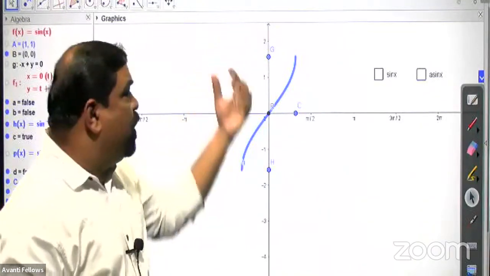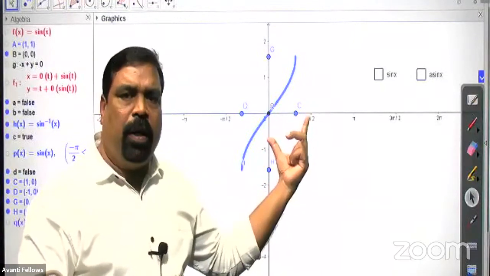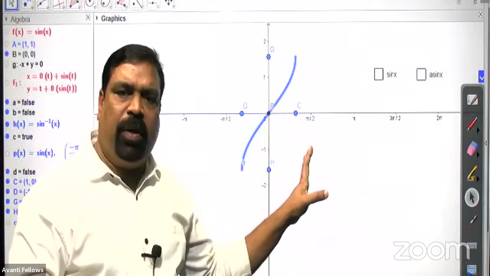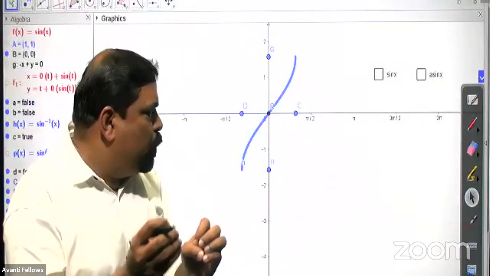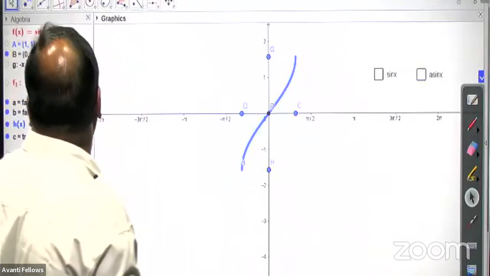So clear? Now in this interval, this function is 1-1 and onto. Clear? So in this way, we are defining the inverse of the sine function, by restricting its domain. So this interval minus pi by 2 to plus pi by 2 is known as the principal value branch of the sine function.